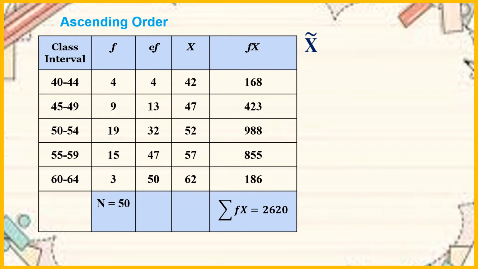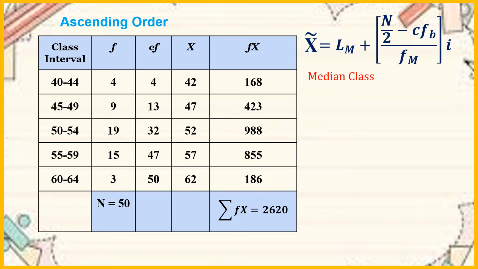Now let's move on to the median. The symbol for the median is like this, and the formula is lower boundary of the median class plus n over 2 minus the cumulative frequency below the median class, over the frequency of the median class, times the class size. So the first thing we need to do here is to determine the median class.